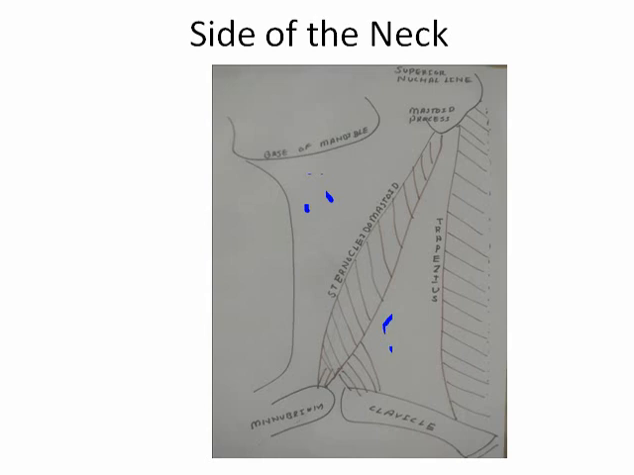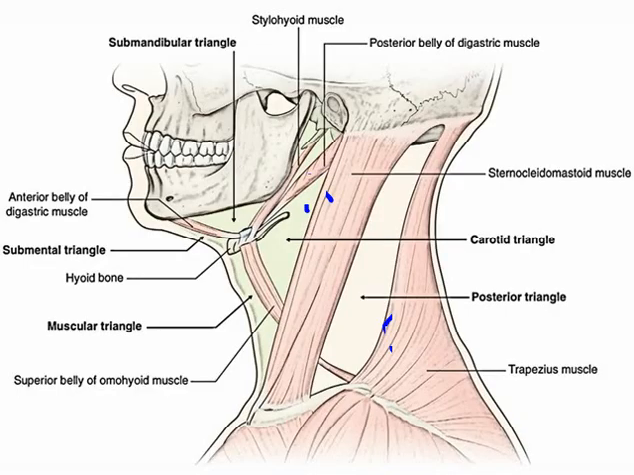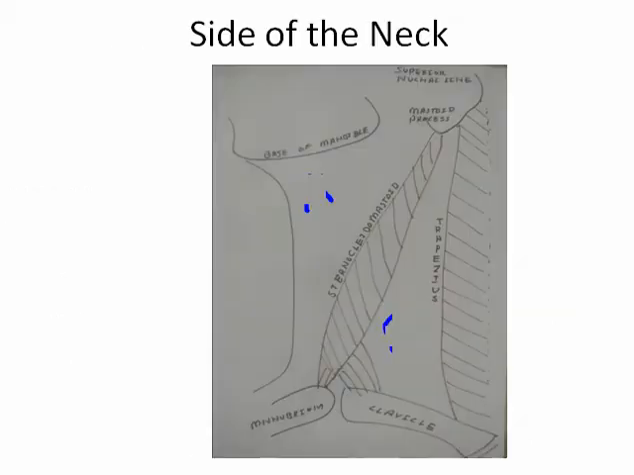If we see the next picture, here this is the base of the mandible, this is the nuchal line, and here the trapezius muscle is there, the sternocleidomastoid muscle is there, and this is the anterior margin. So here is the anterior triangle of the neck, and this is the posterior triangle of the neck. This neck has the deep cervical fascia. This is the deep fascia of the neck.